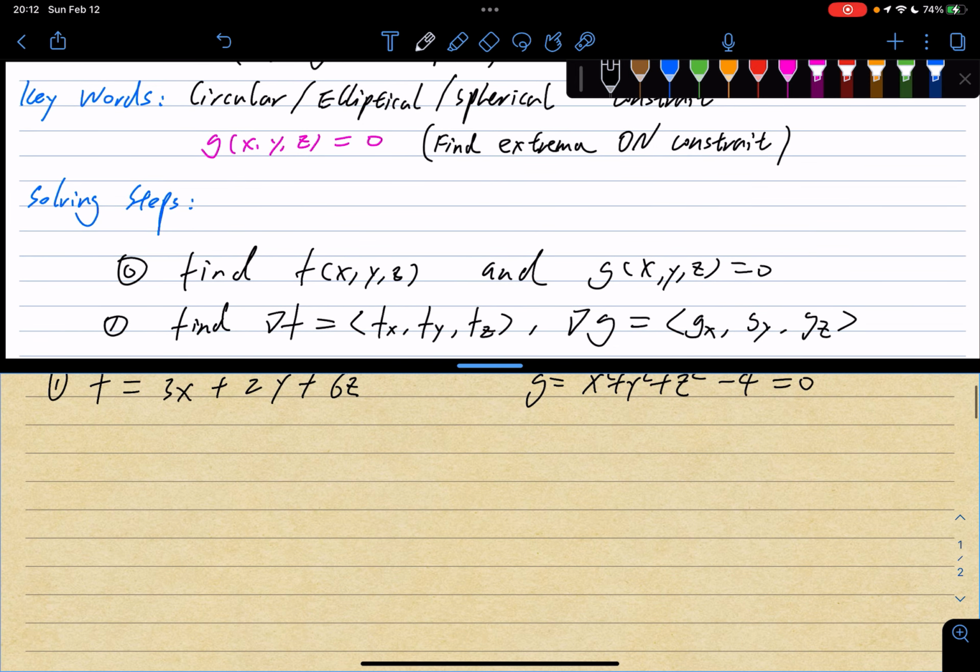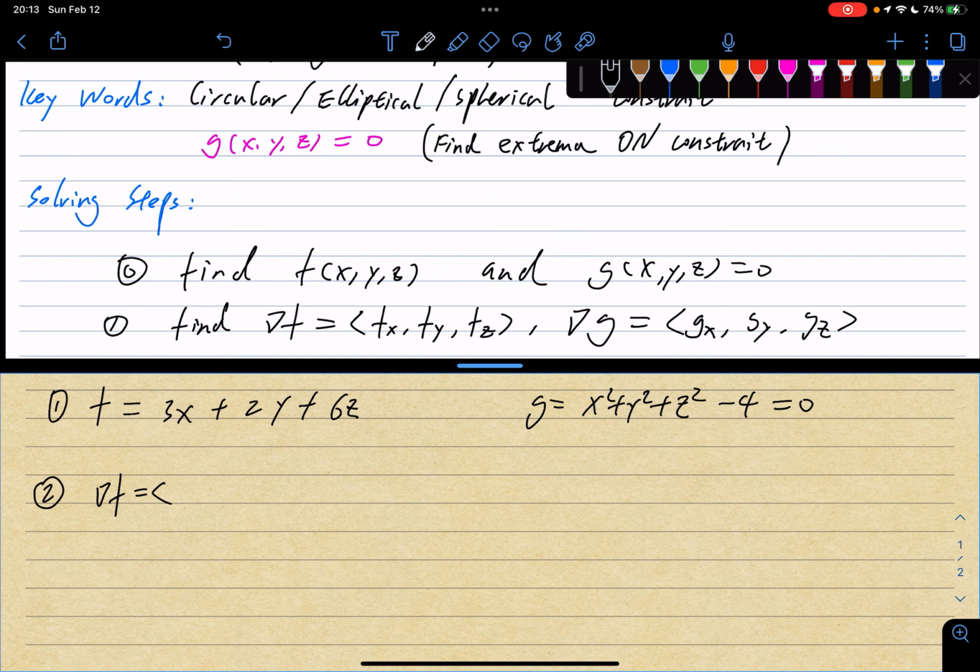And step 2 is that we're going to find the gradients of the function as well as the constraint. So step 2, we're going to have the gradient of f equals 3, 2, 6, easy enough. And the gradient of g would equal 2x, 2y, and 2z. Right, so that's pretty straightforward, pretty standard.